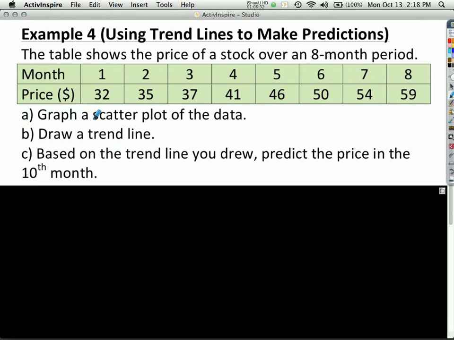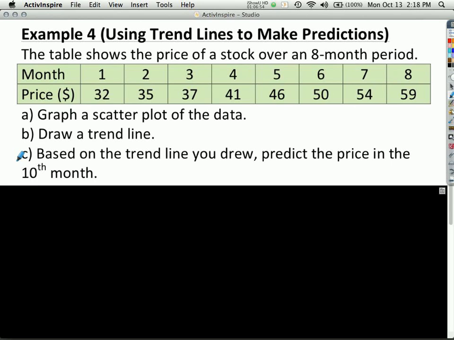Part A, graph the scatter plot. So that we already know how to do. Part B, draw a trend line. That's what we're going to spend a little more time on. And then part C is the critical piece. Based on the line, predict what price we think it will be in the 10th month. That's the whole point of all of this.